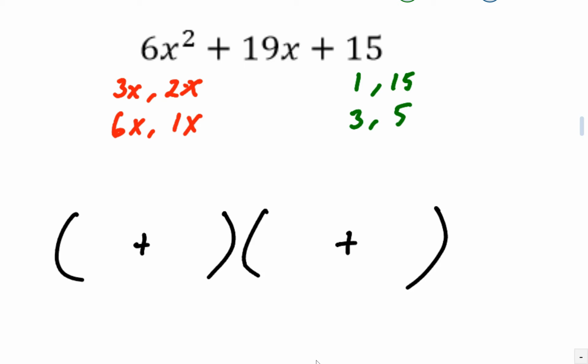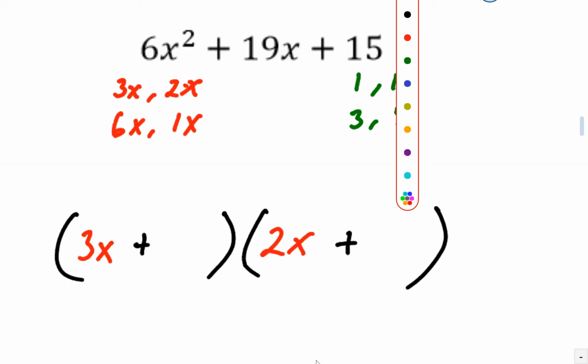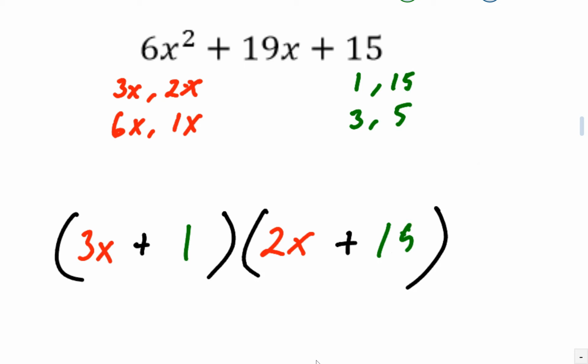All right, so we have a couple different things to pick from. I'm just going to start and pick one. I'm going to pick 3x and 2x for my first term. Okay. And I'll pick 1 and 15 for my second terms. Okay. I'll just go 1 here and 15 here. Again, it doesn't matter. We're just seeing what happens. It doesn't have to be right on the first try.